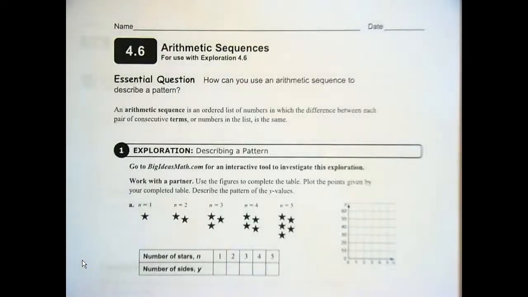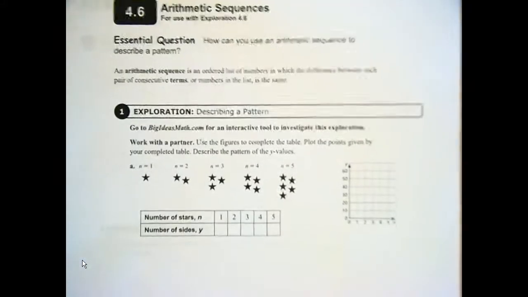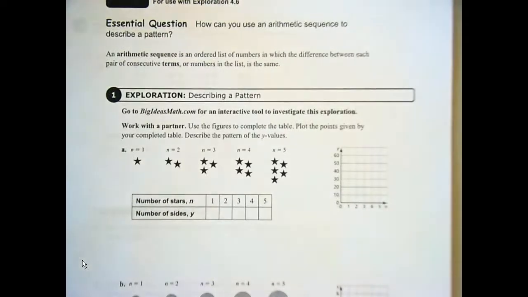6.6, we are studying arithmetic sequences today. Pretty easy deal. The difficult part is the notation. So note an arithmetic sequence is an ordered list of numbers in which the difference between pairs of consecutive terms, or numbers in the list, is the same. In other words, you're counting by the same number every time. You're adding the same amount every time.